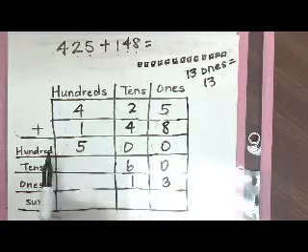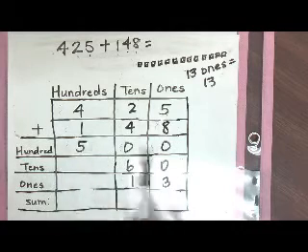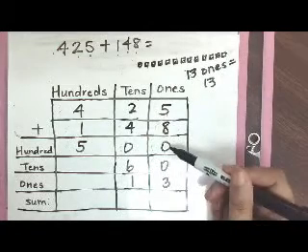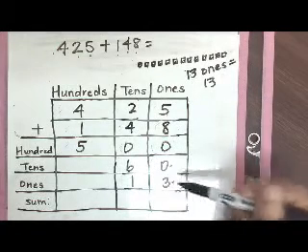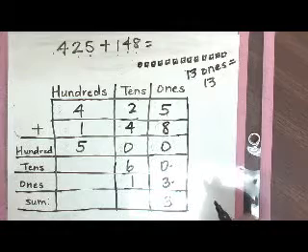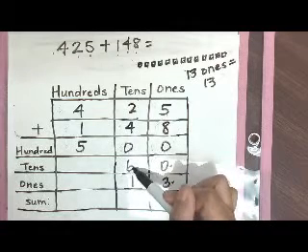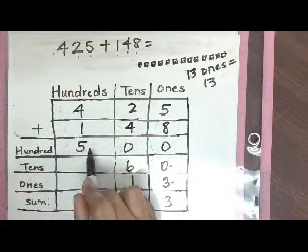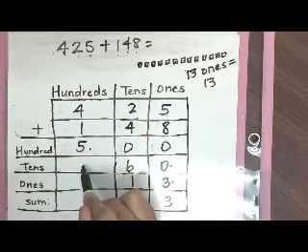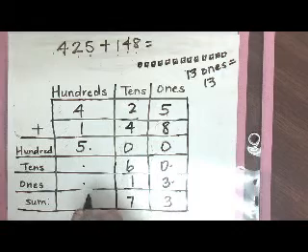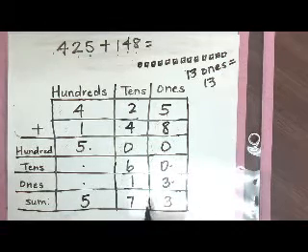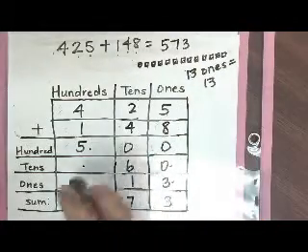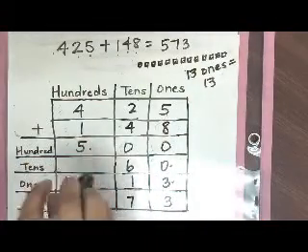Okay, now we're going to take all of these numbers that we have, our partial sums for our hundreds, our tens, and our ones, and we're going to add them together vertically. 0 ones plus 0 ones plus 3 ones equals 3 ones. 0 tens plus 6 tens plus 1 ten equals 7 tens. And 5 hundreds plus 0 hundreds plus 0 hundreds plus 0 hundreds is 500. So our total is 573.